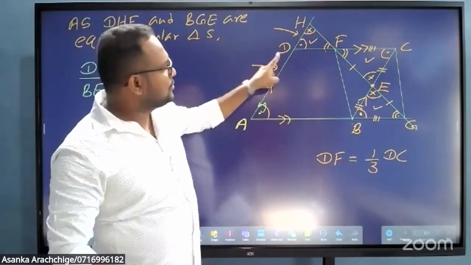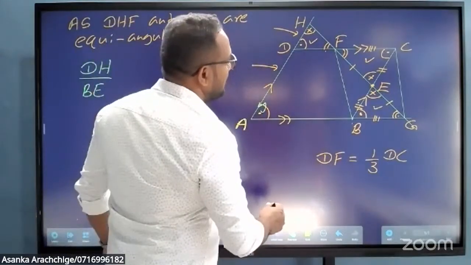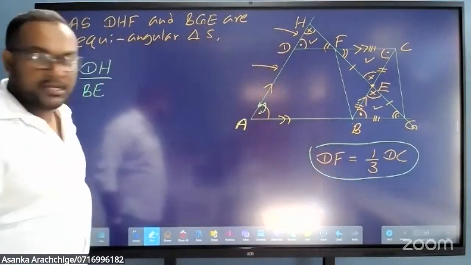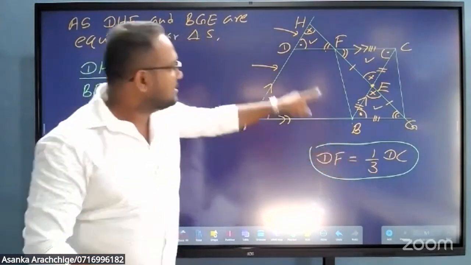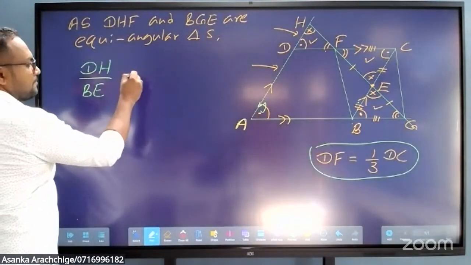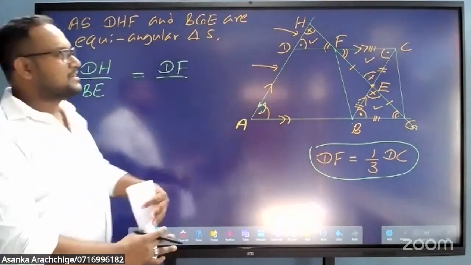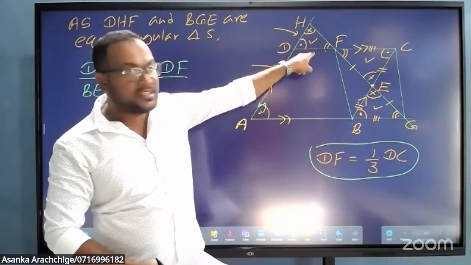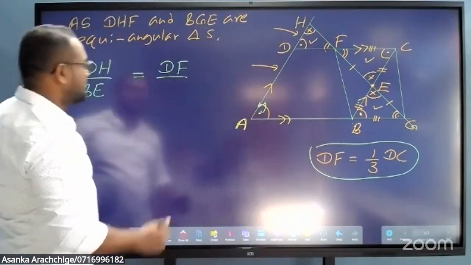Then I have to take another side. Then we are given this one. DF is 1/3 DC. DF is 1/3 DC. Therefore, I take DF. Then what is the side corresponding to DF in this triangle? DF is opposite the cross. Here, this is cross, that is BG.